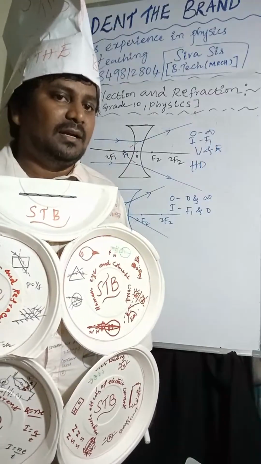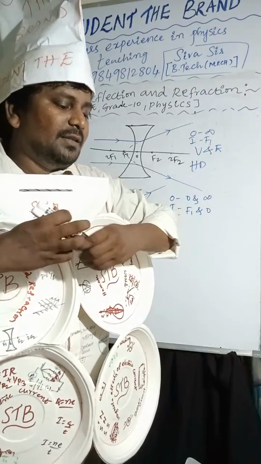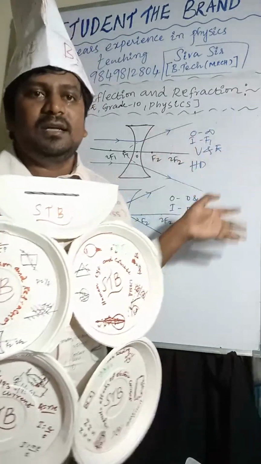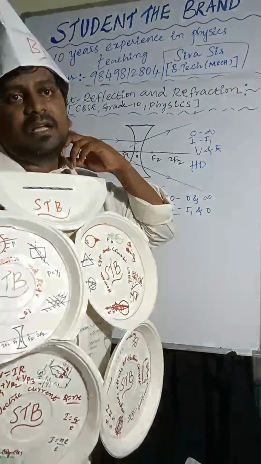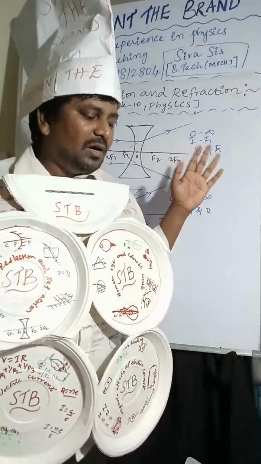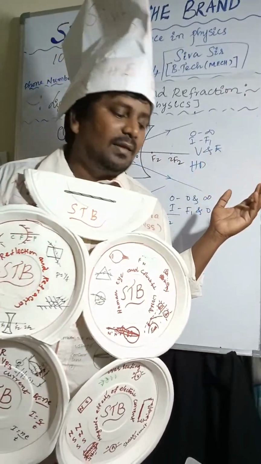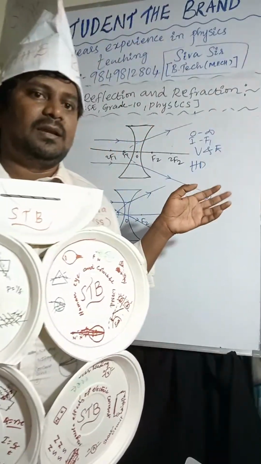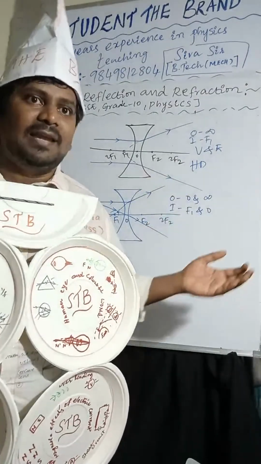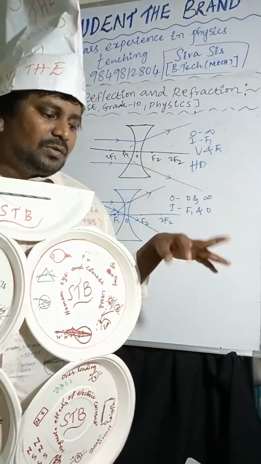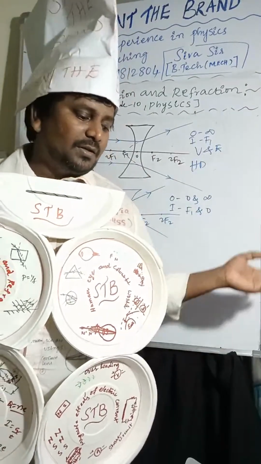diminished. In both cases you can observe that a virtual, erect and diminished image always forms. In the concave lens, and also in the convex mirror case, always a virtual, erect and diminished image forms compared to the object.